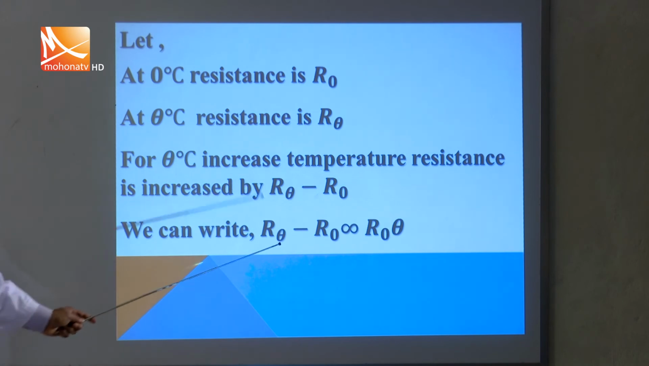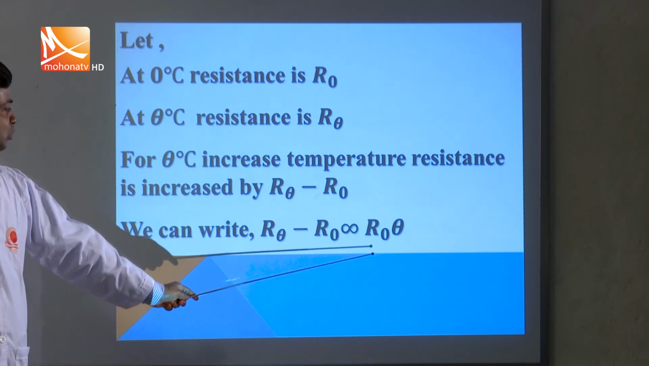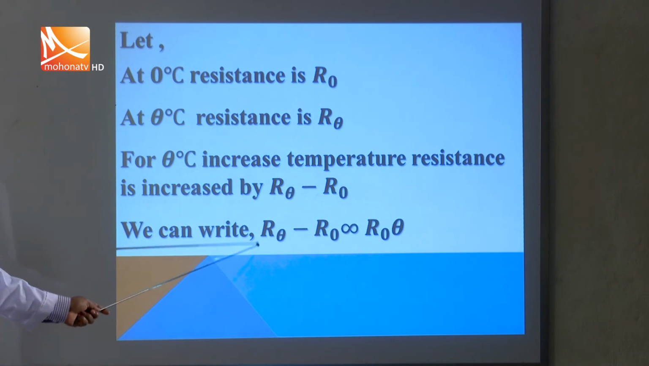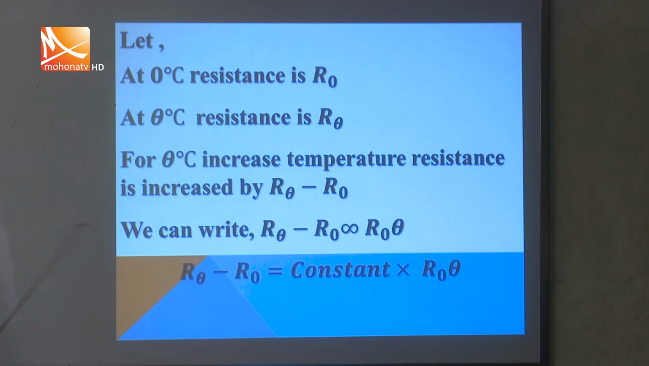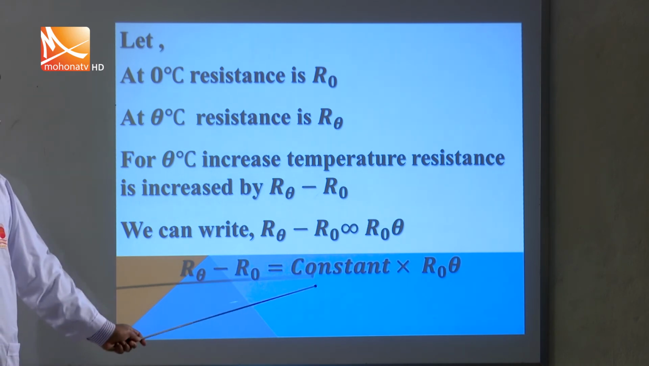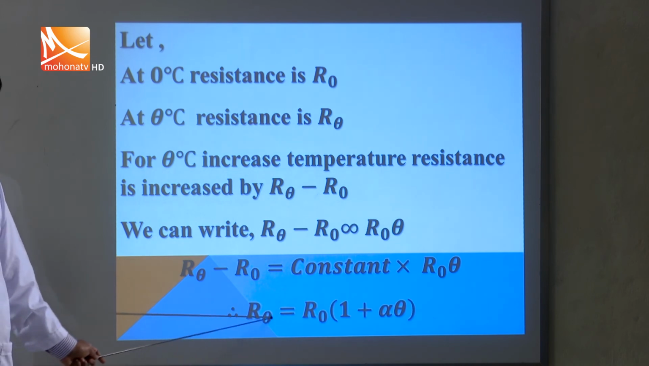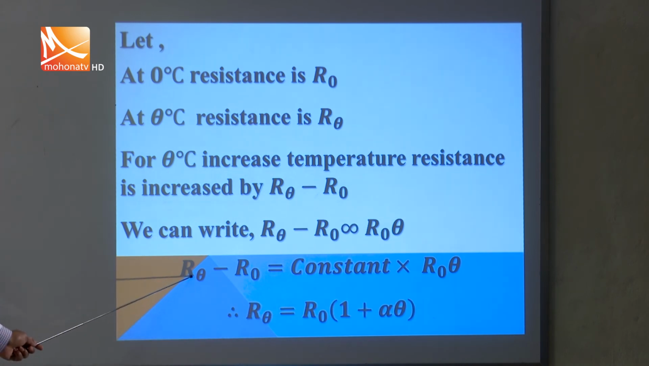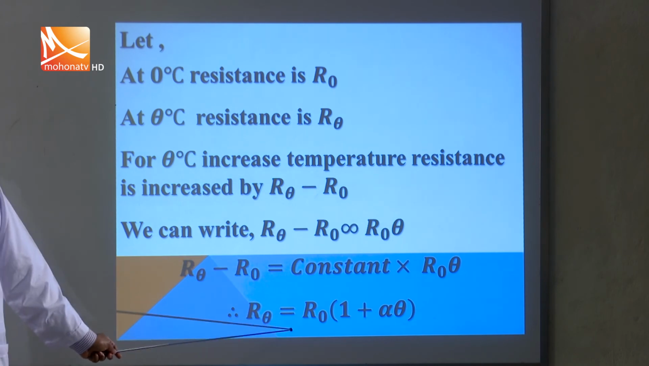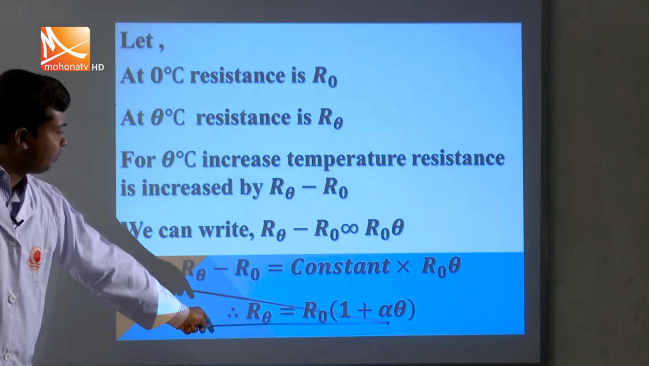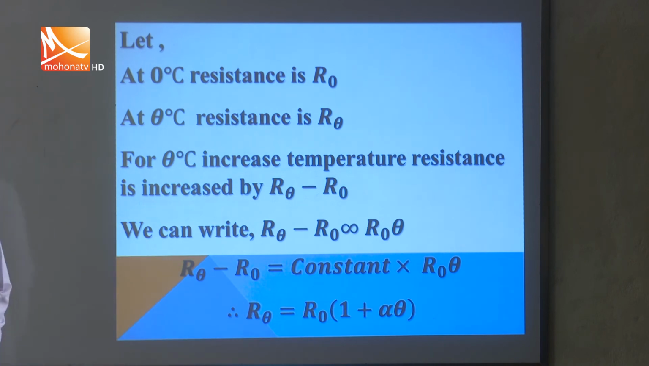Then simply you can write R theta minus R naught is proportional to R naught theta. This is thermometric property also, and then you can write R theta minus R naught equals constant into R naught theta. And this constant here is alpha, and just to write it in a simple line by changing sides, R theta equals R naught into 1 plus alpha theta, where alpha is the constant known as the temperature coefficient of resistivity.